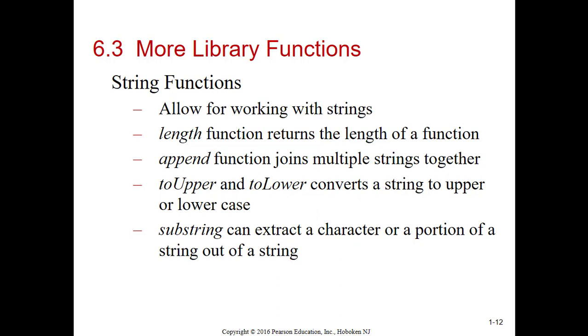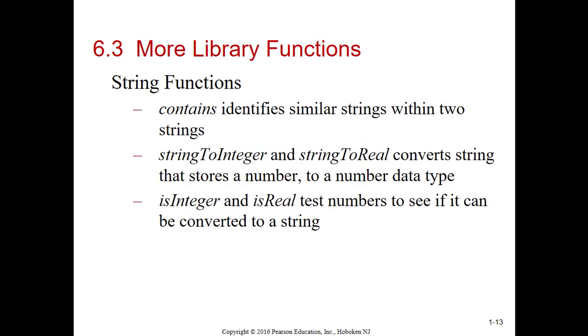For example, if you had a 5-character number and you wanted to get the last 3 characters, you could say, I want you to start at position 2 for the length of 3. And you say, well, why starting at 2? Because it's kind of similar to the way arrays work. The first position is considered 0. Second position is considered 1. You have contains, which identifies similar strings within 2 strings.